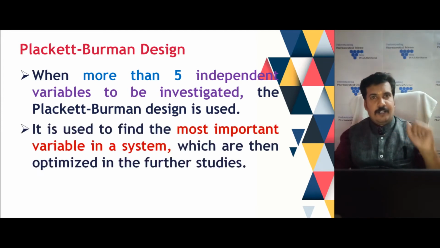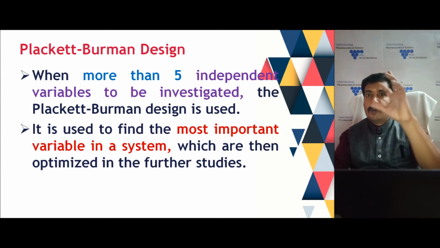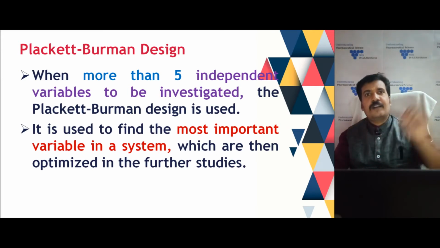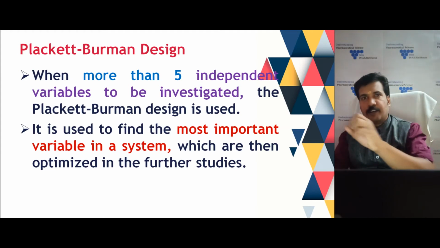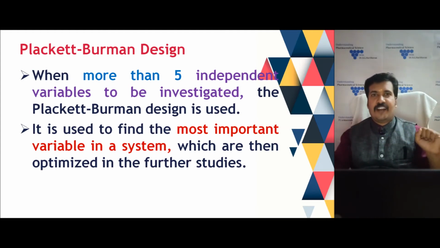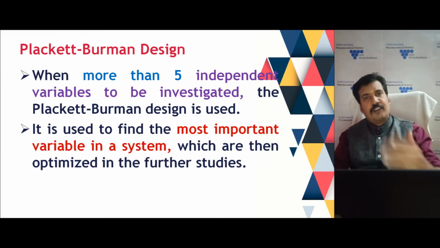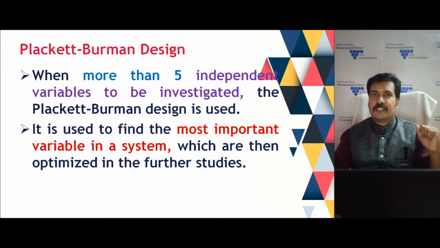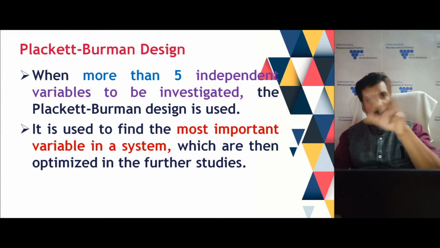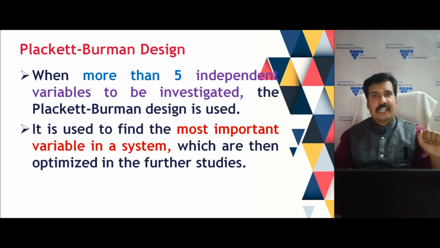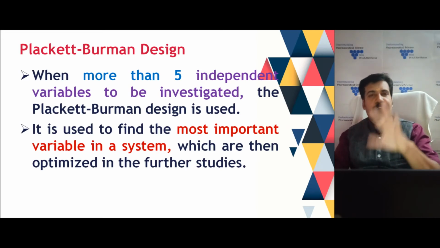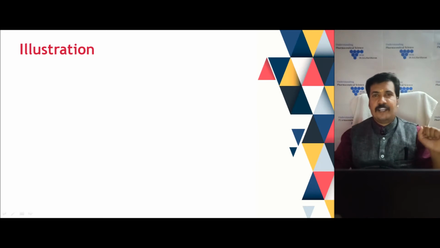And the second one is, out of these 5 variables, which variable is more important for product formation and which variable is less important for product formation can be identified with this technique. Then with further support by the Box-Wilson method and Hendrix method, we can optimize these variables, right? So how can we do it? This I have shown with a simple illustration.